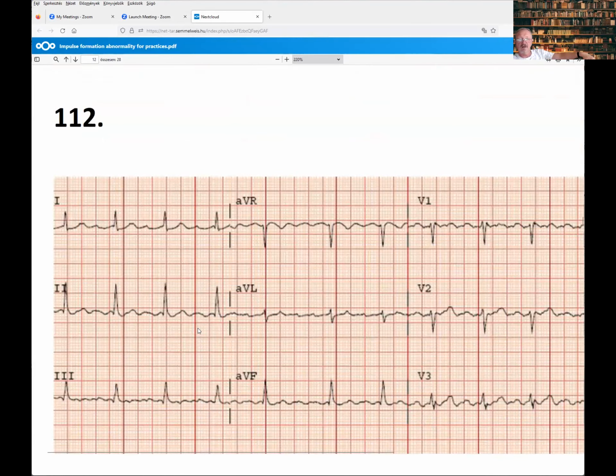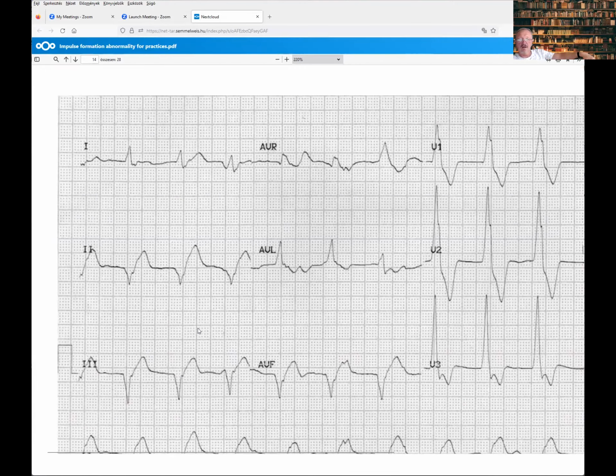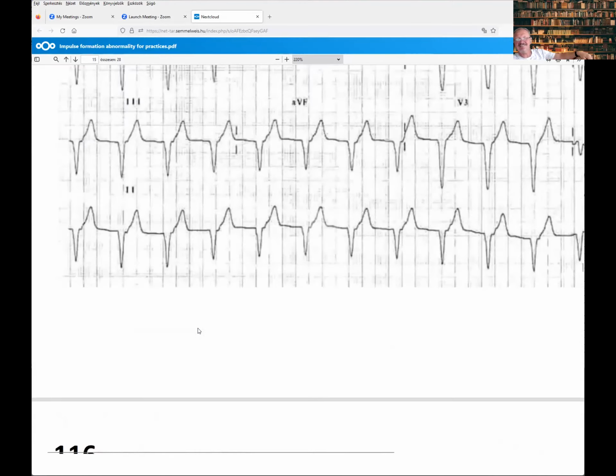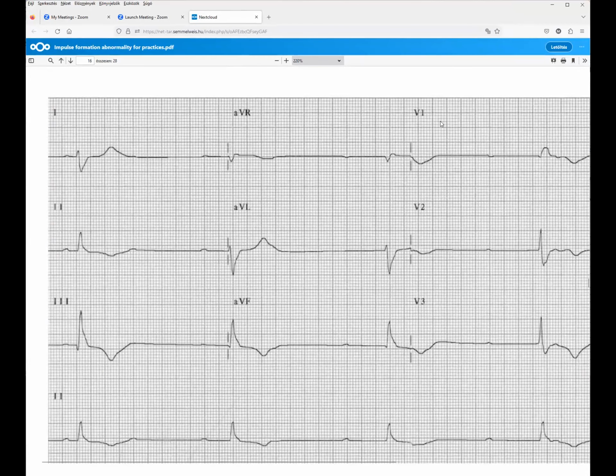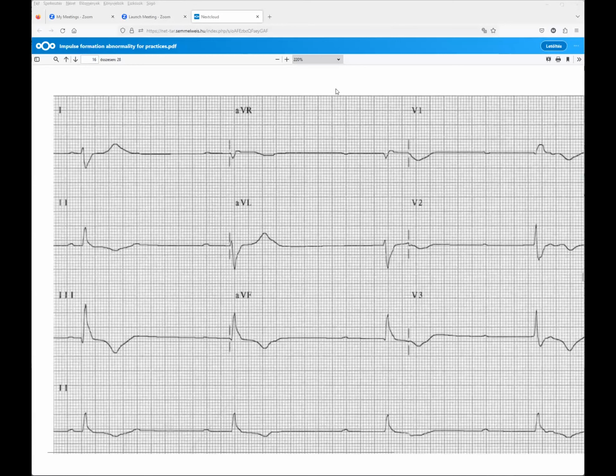All right, I think 116. Who has 116? It's mine. Okay. So it's rhythmic. The heart rate is 30 beats per minute. Okay. Very good. The axis, I think it's right deviation. Okay, very good. And we can see the small P waves there. I think it's, yes, bradycardia.